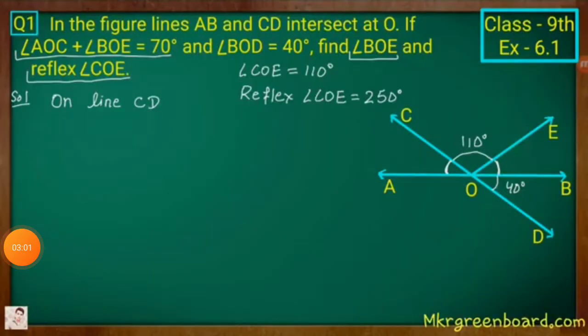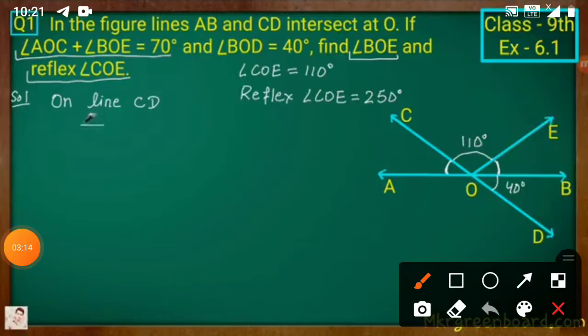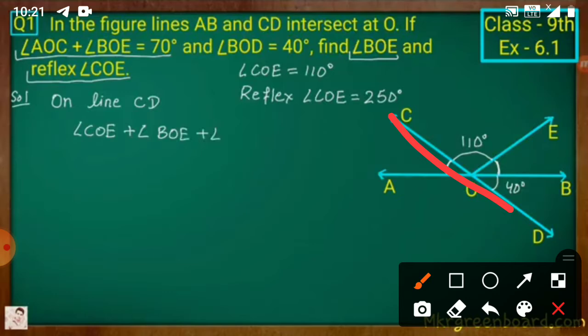Now we will take the CD line. See, the AB line is completed, children. Now for the CD line, angle COD equals 180 degrees. This is a straight line. So angle COE, we know just now we got this answer, 110 degrees. Okay. Now the sum of these three angles equals 180 degrees. Which three angles? COE plus EOB plus BOD equals 180 degrees. This is a linear pair of angles.